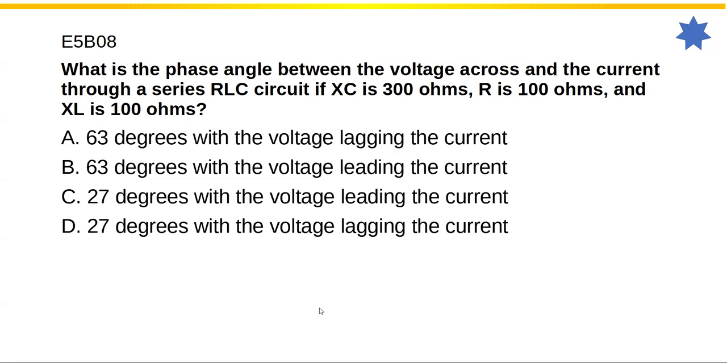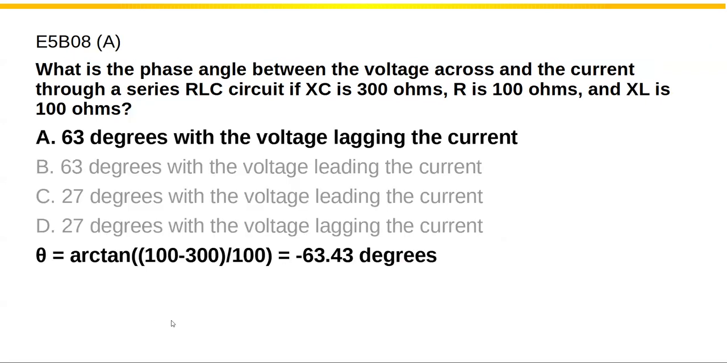There's a number of these, so there's a good chance you get one on the test. So 63 degrees, and we're still capacitive because it's negative.